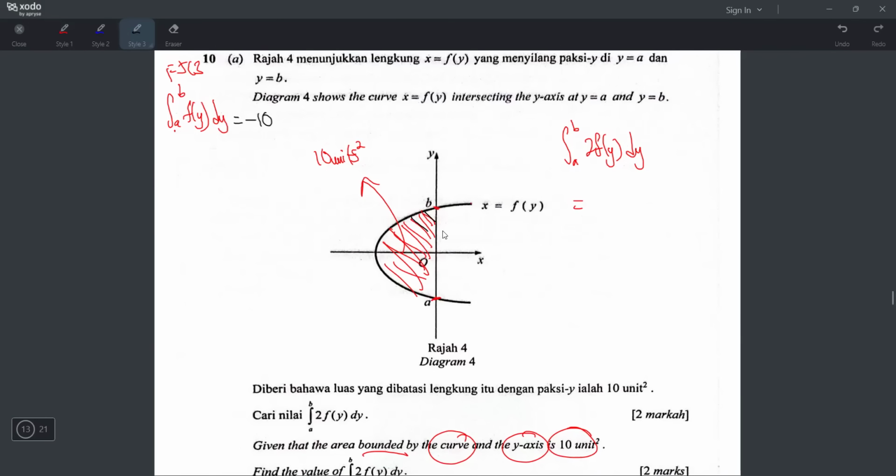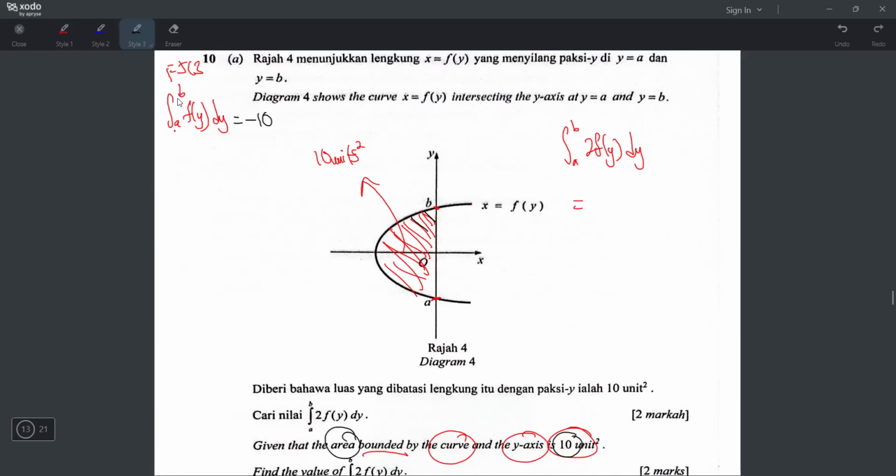Because you're using the y-axis to integrate and your shaded region is on the left side. Okay. Then, sir, why do they write 10 here? Yeah, because they already took the modulus to get the area. They already give you the area answer. That's why they already took the modulus for you. That's why they write 10.